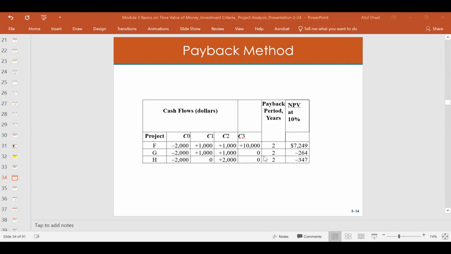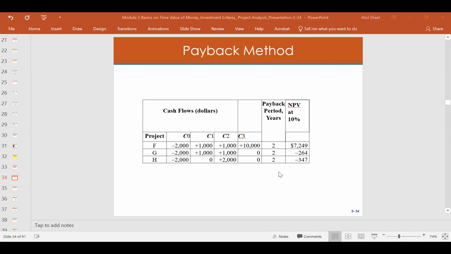Notice how long it takes you to recover your $2,000. You can close your eyes and say, look, it's 1,000 plus 1,000, 2,000. So it takes 2 years for project F. My payback period is 2 years. For project G, again, it takes 2 years to recover my $2,000. And for project H, again, it takes 2 years. So my payback period is 2 years. You understand?